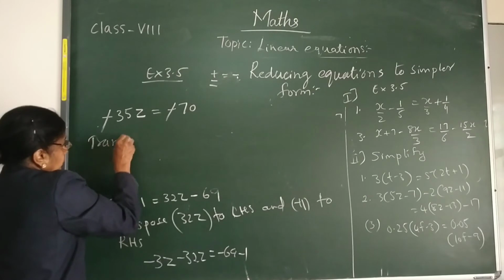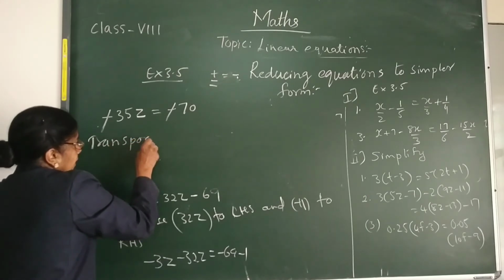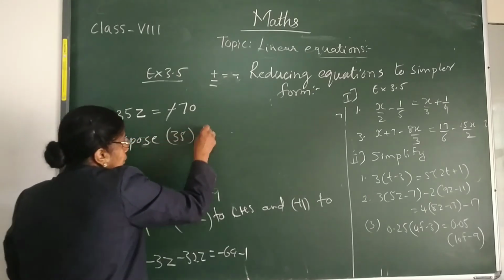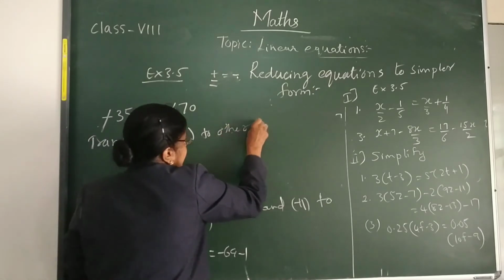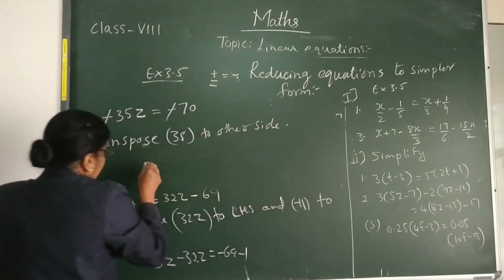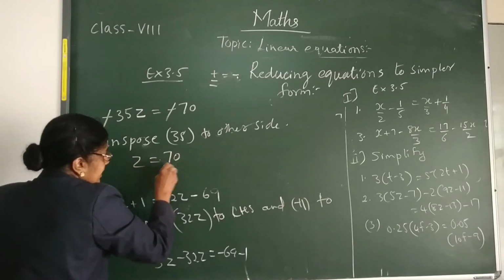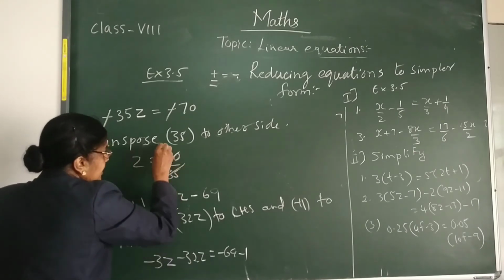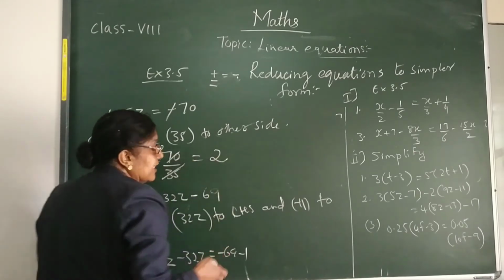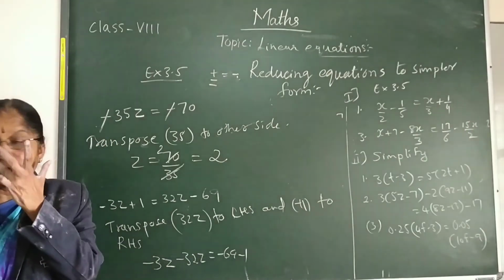Now I have to transpose what? 35z. So transpose 35 to the other side. What will we get? Let us see. So z is equal to 70 by 35. 35 ones are 35, 35 twos are 70. So the answer is 2. So z is equal to 2.